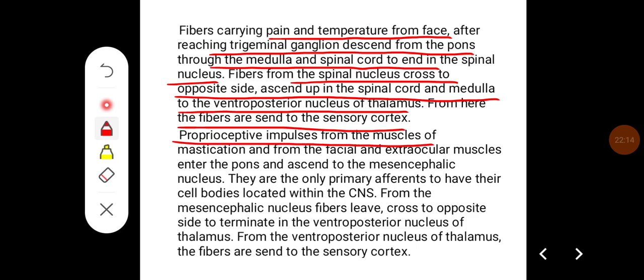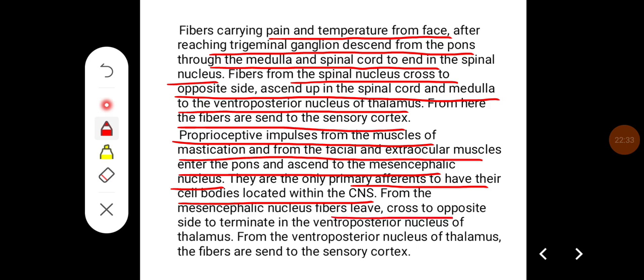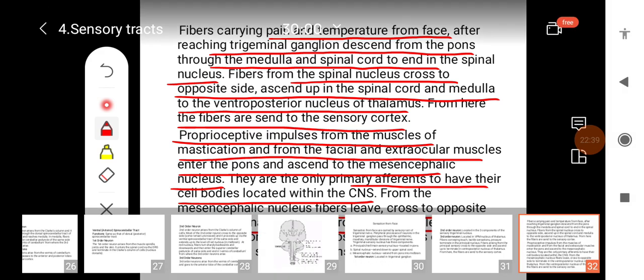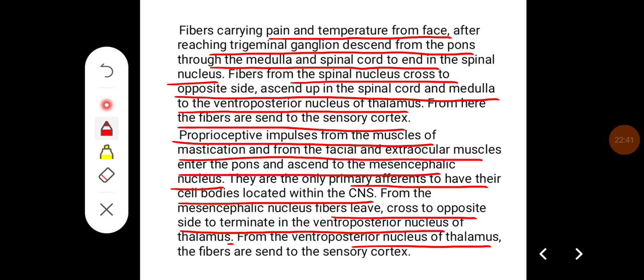Proprioceptive impulses from the muscles of mastication and from the facial and extraocular muscles enter the pons and ascend to the mesencephalic nucleus. They are the only primary afferents to have their cell bodies located within the central nervous system. From the mesencephalic nucleus, fibers leave, cross to the opposite side to terminate in the ventroposterior nucleus of the thalamus. From there, the fibers are sent to the sensory cortex.